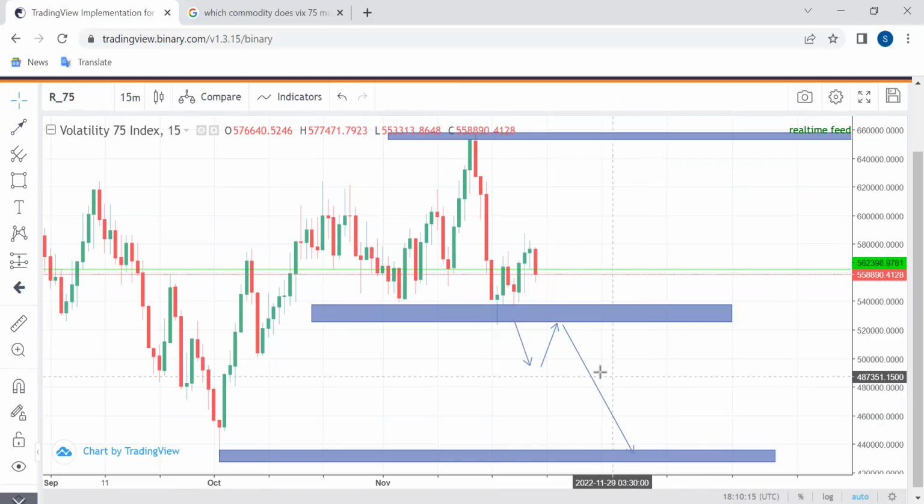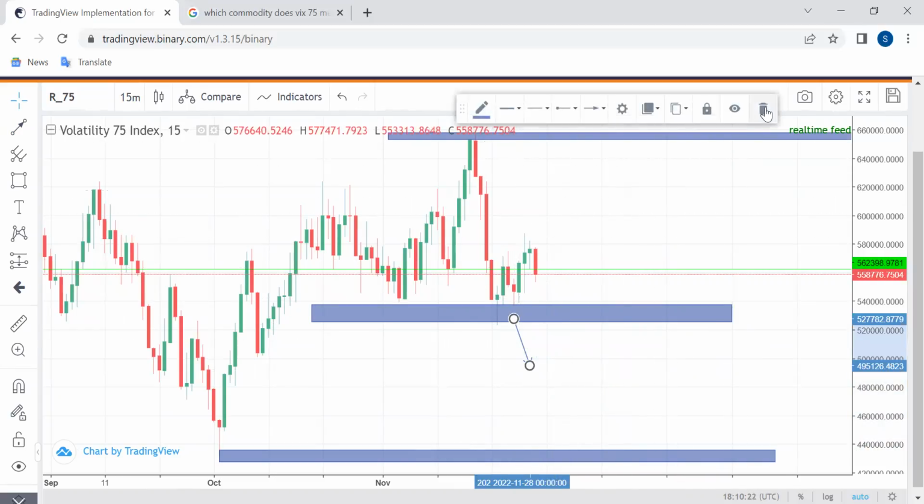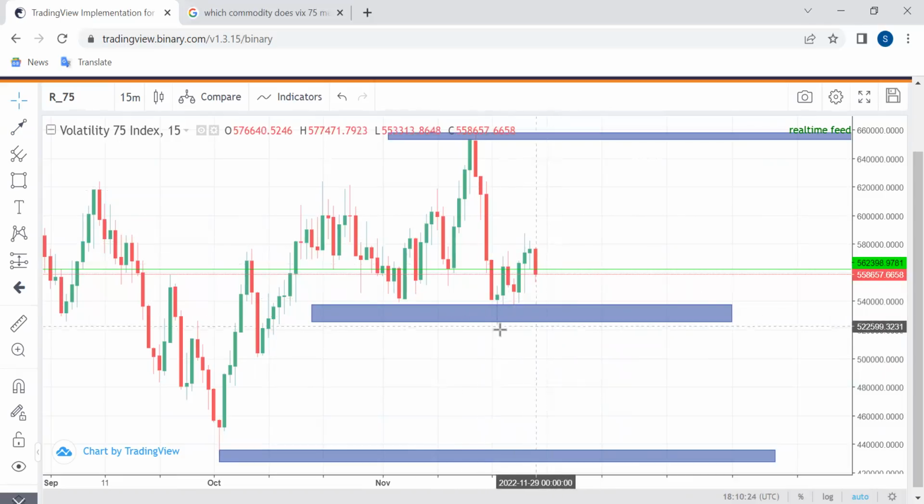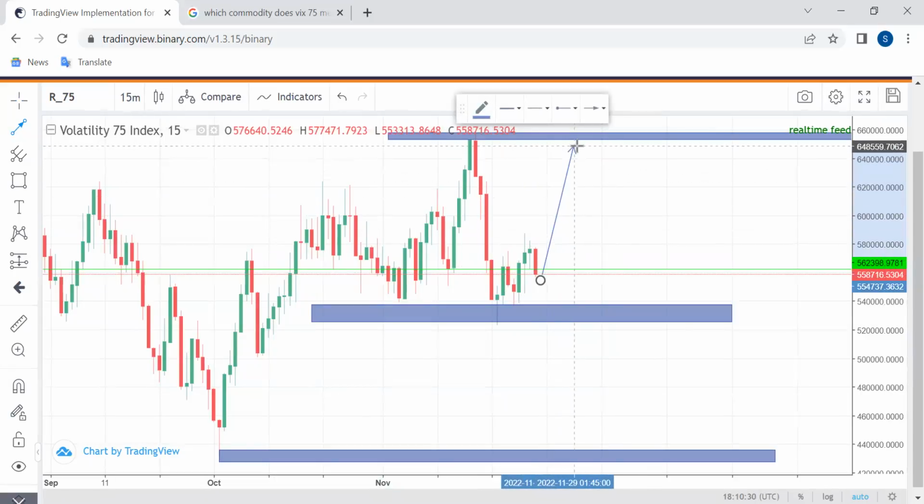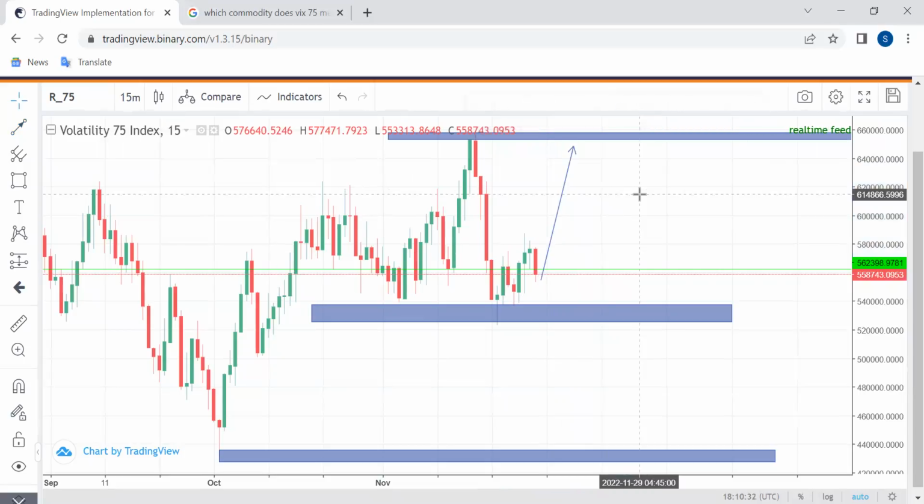The other possible scenario is this zone will stay strong. The market will resist pushing further down, and it will now push back up to this supply zone over here. Remember, guys, Forex is always 50-50. The market either buys or sells. Those are the only two possible scenarios.